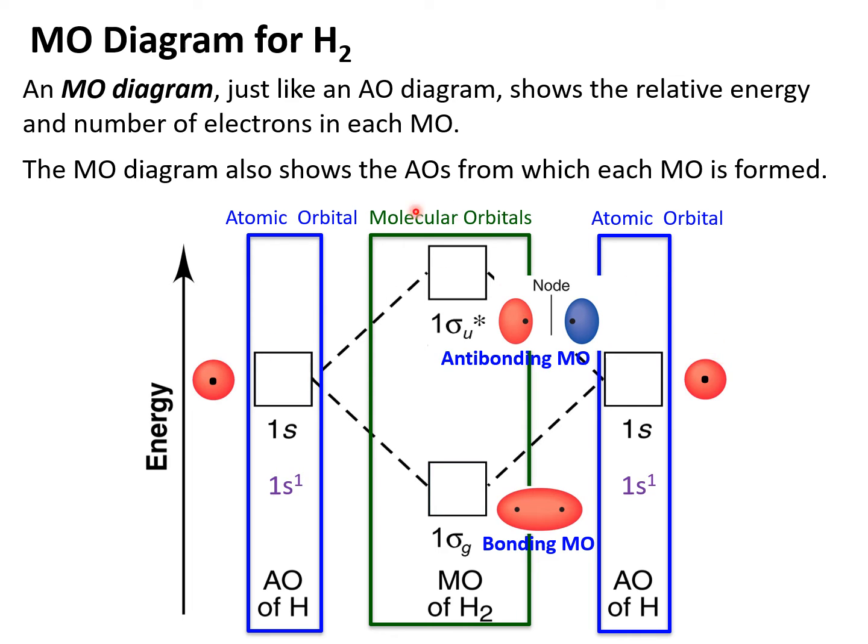We can see here that the MO diagram also shows the atomic orbitals from which each molecular orbital is formed, and those are shown by the tie lines, which are represented by the dotted lines. So the 1 sigma g bonding MO is formed from the 1s atomic orbital from one atom and the 1s atomic orbital from the other atom, and the 1 sigma u star antibonding MO is formed from the 1s atomic orbital from one atom and the 1s atomic orbital from the other atom.